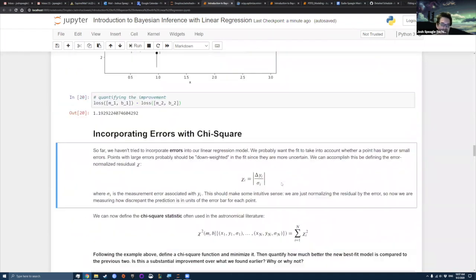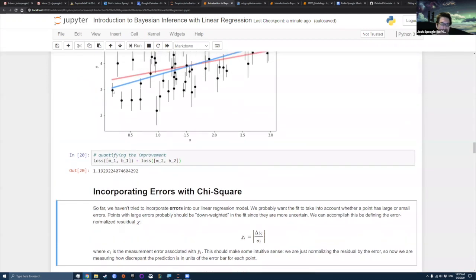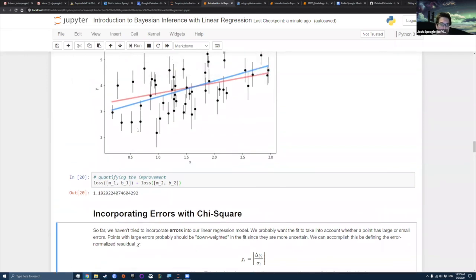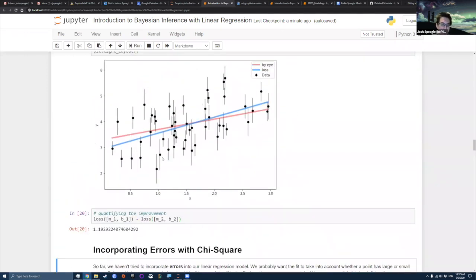So this just means that when we're looking at this point here, rather than saying the total distance is some value in y, we want to say this is maybe like 10% or 20% of the error bar. If we do this for all the points, this allows us to downweight points with larger errors, where we want to deviate in smaller units of error, and upweight points with smaller errors, where we now are further away from the truth.